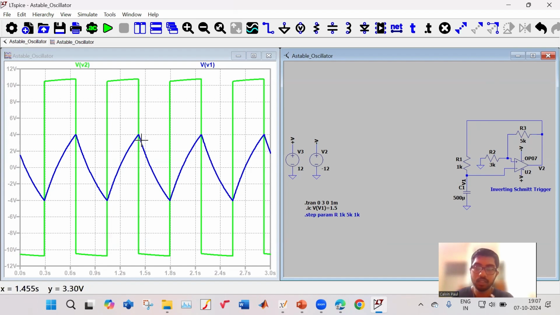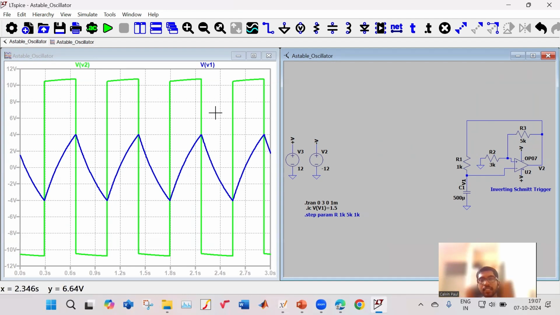So in this way, what is your output? Your output is this green signal. It keeps on changing, from one value to the next value, and again back to the same value. So it is known as an astable or unstable oscillator. This is also useful. What are we effectively generating? We are generating a square wave, using an inverting Schmitt trigger.